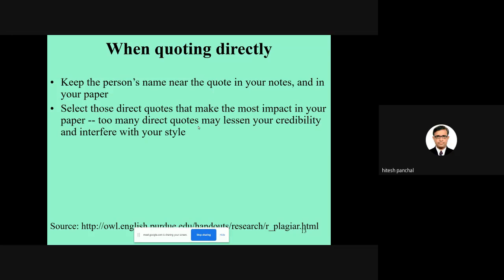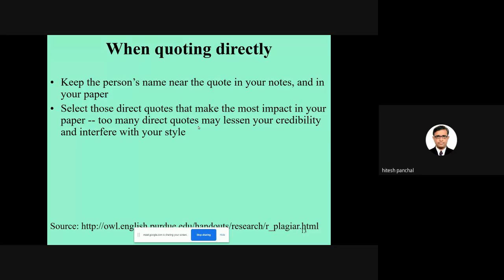Second, select those direct quotes that make the most impact in your paper. Too many direct quotes may lessen your credibility and also interfere with your style. And one more thing I want to add: sometimes you will get a research article where from the first sentence to the last sentence you will find inverted commas. This is also unethical.